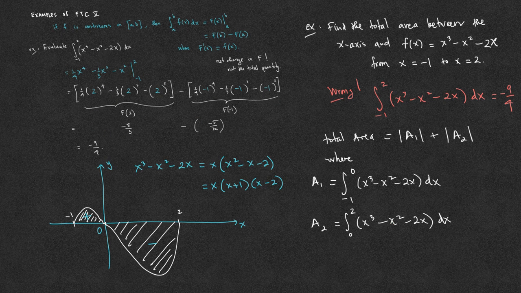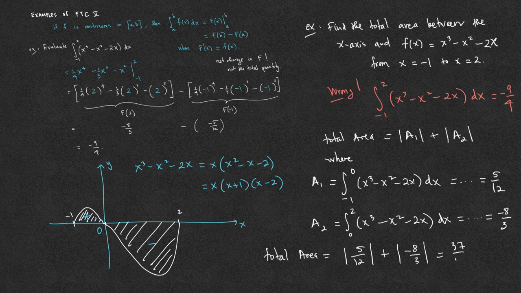The antiderivative is 1/4 x to the 4th minus 1/3 x cubed minus x squared. The first integral is 5/12, and the second integral is minus 8/3. And so the total area is the absolute value of the 2: 5/12 plus the absolute value of -8/3, which is 37/12. And it will give us the total area, not -9/4.